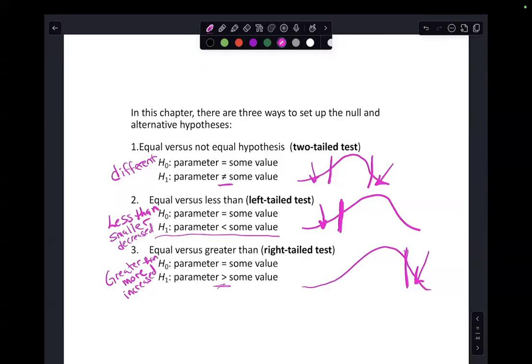So any questions so far before I move on? And we're going to be setting some of these up with the examples I gave earlier. So I'm hoping that'll help.